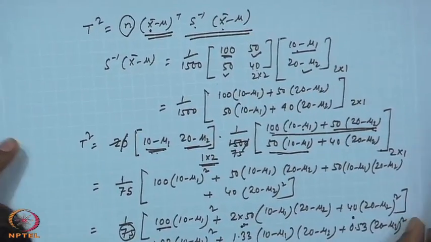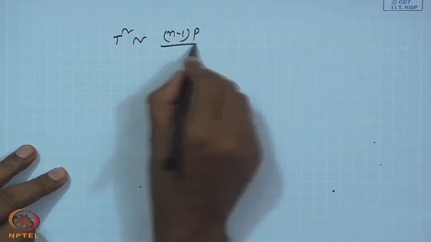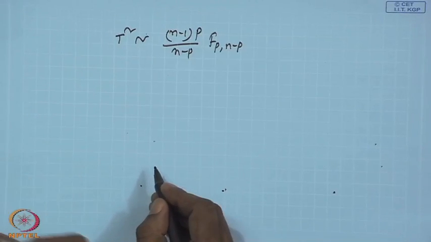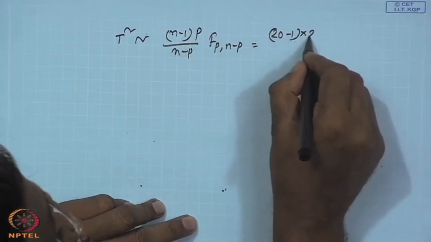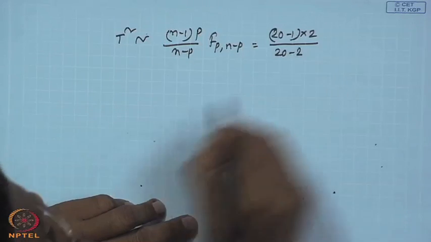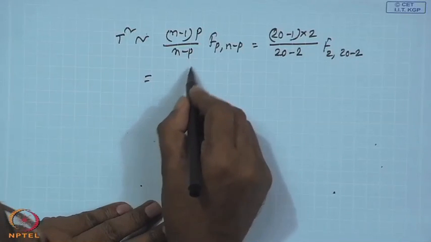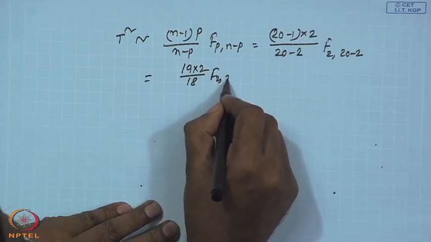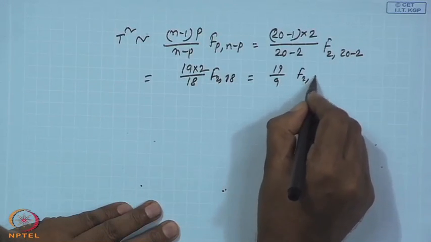Okay. Now, my second question is, what will be the distribution of it? Distribution means T square follows n minus 1 into p divided by n minus p, times F with p and n minus p degrees of freedom. So, n is 20, minus 1, into p is 2, divided by 20 minus 2, then F with 2 and 20 minus 2. So, this will be 19 into 2 by 18 F 2, 18. So, you can write 19 by 9 F 2, 18.